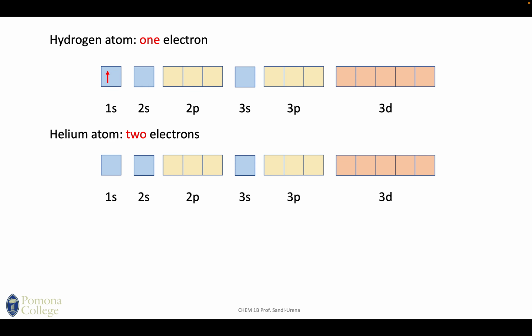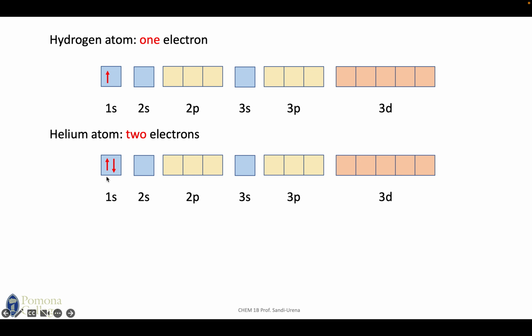Helium has 2 electrons. So where could that second electron go? Most probably it would not go up to, let's say, 3d, because that's higher in energy than 2s or 1s. So that electron is going to occupy the lowest energy orbital that is available. Which one would that be? 1s, because we can accommodate 2 electrons per orbital.